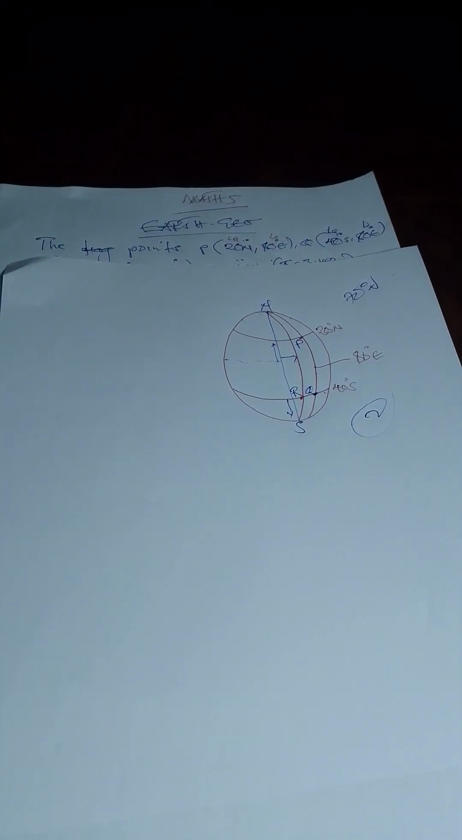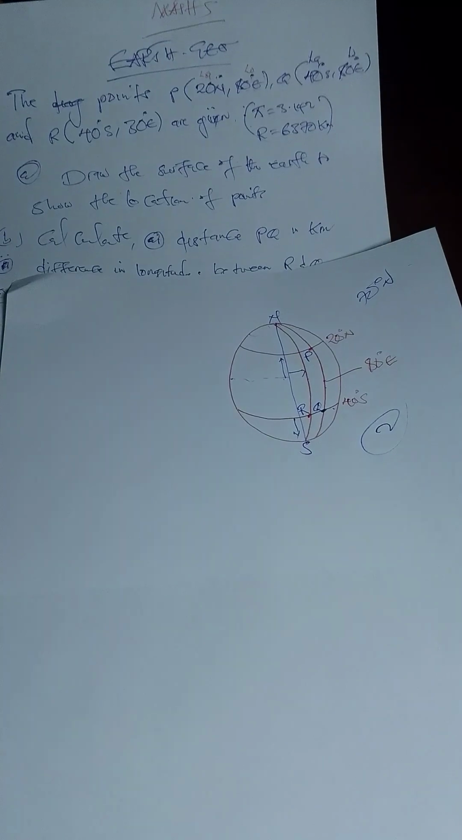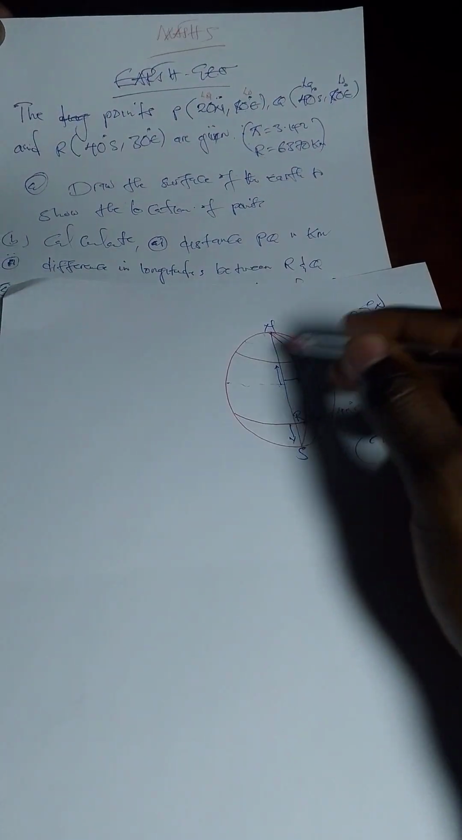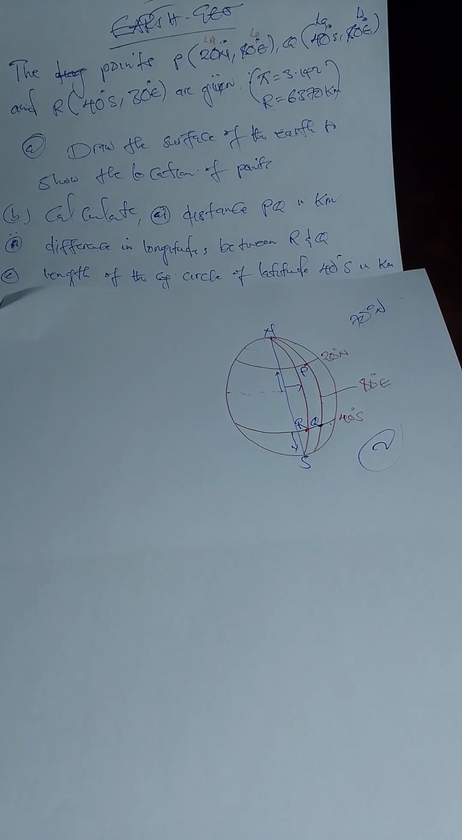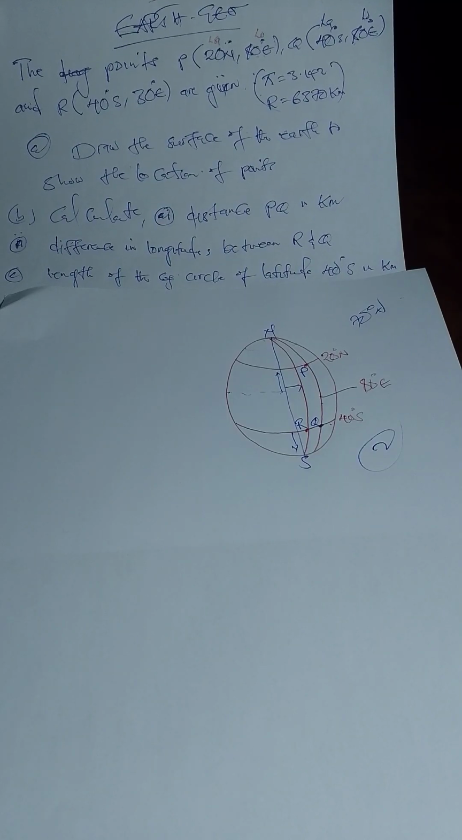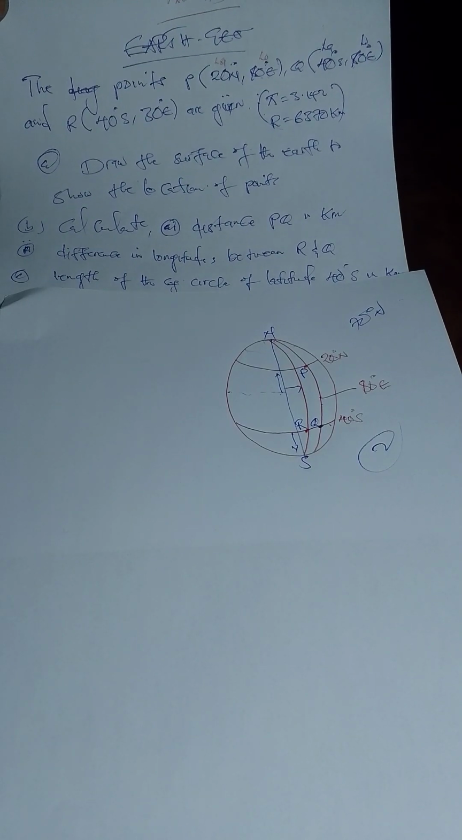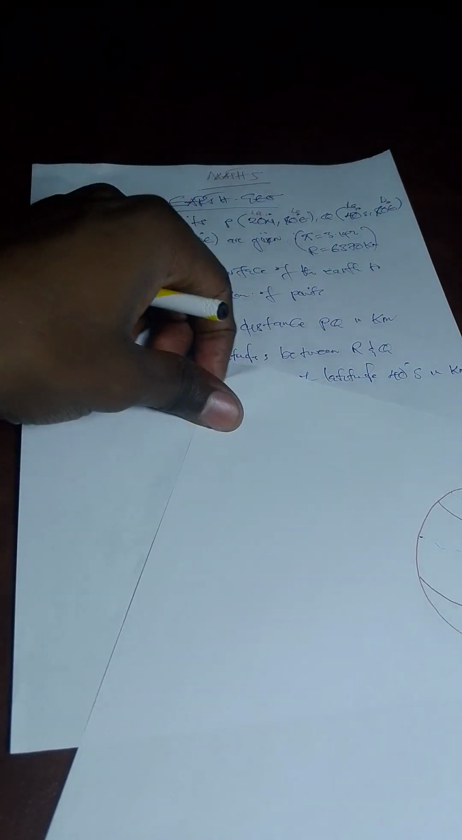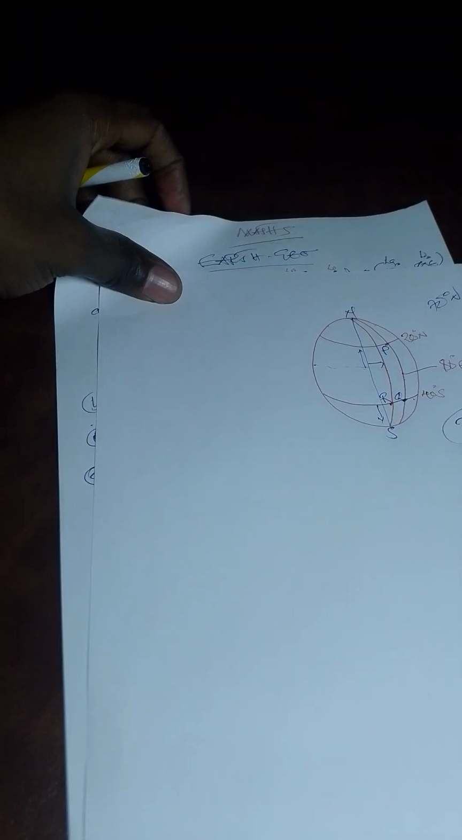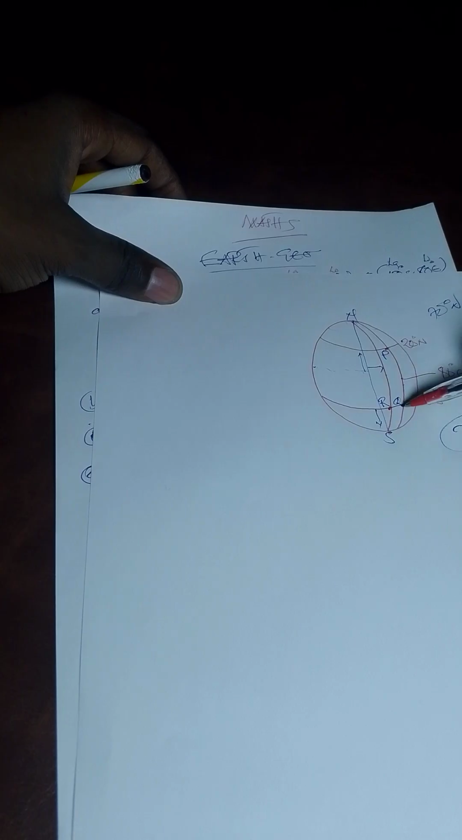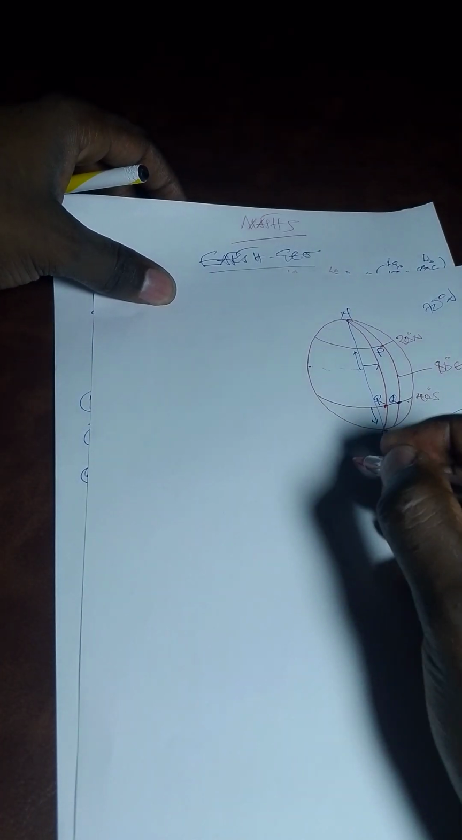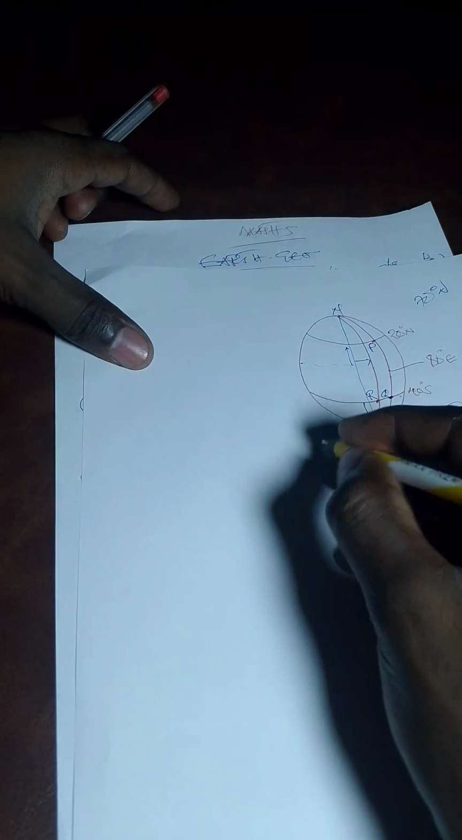Then what's next? The other question is saying, I've shown all the points given there. So calculate the distance PQ in kilometers. So this is P, this is Q. This is telling me to say the distance is in longitude. So we know that distance in longitude is calculated as follows.